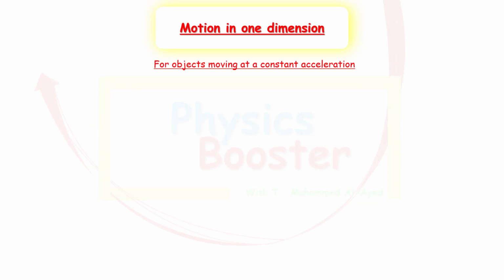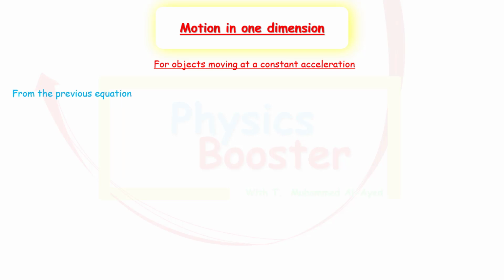Now, we said before that an object can either move with zero acceleration, that means it has a constant speed, or it can move with a constant acceleration where the acceleration does not change, and it can move with a variable acceleration, and this is not our topic. We are not discussing variable acceleration. We are going to go in detail with constant acceleration.